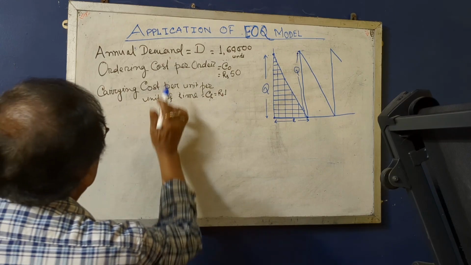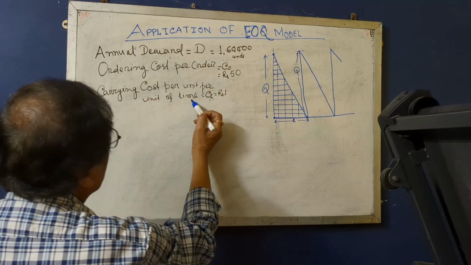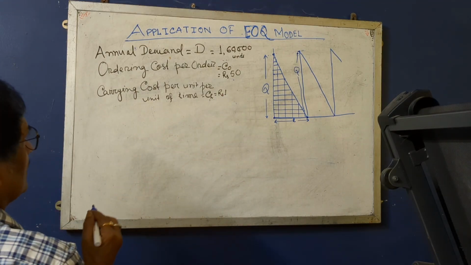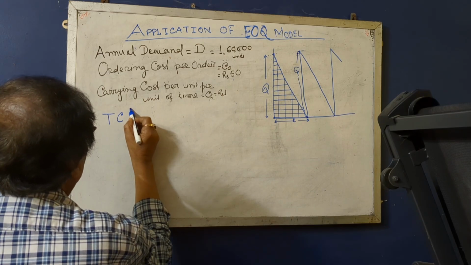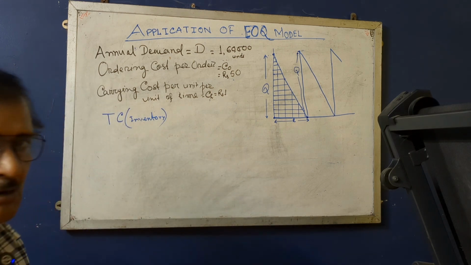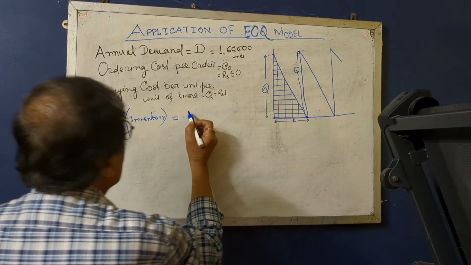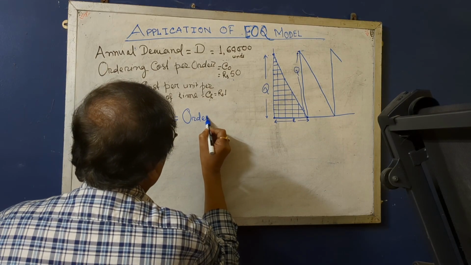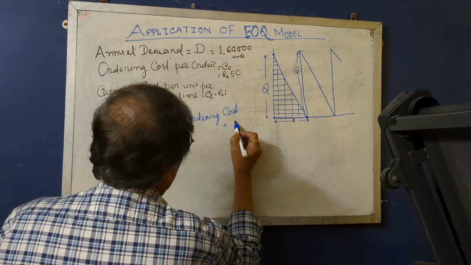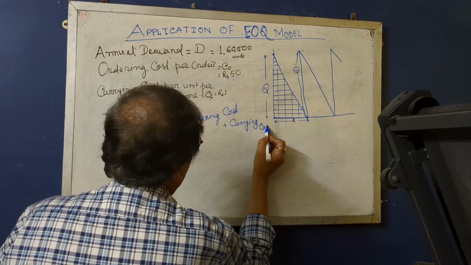So first, this is the given information. Ordering cost per order is 50 and carrying cost per unit of time, which in this case means per year, is rupees 1. Now what is the total cost? Total cost for the inventory per annum. What is the total cost? Two types of cost are being considered. One is ordering cost, and another is carrying or holding cost. These two types of cost are being considered here.